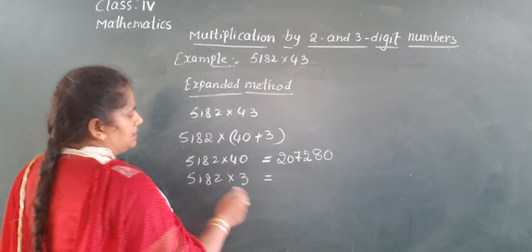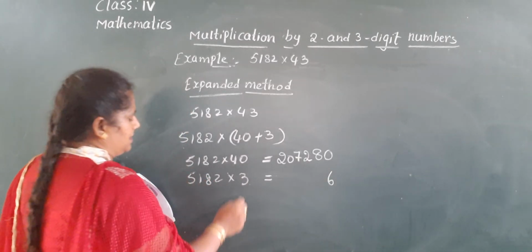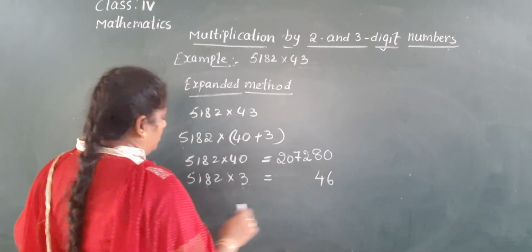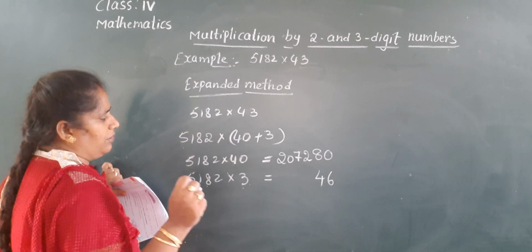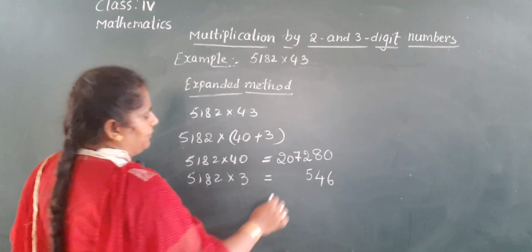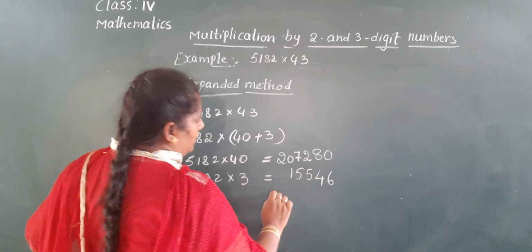Now 3 2s are 6. You write it under the ones place. 3 8s are 24. 2 in hand, 4 is down. 3 1s are 3, plus 2 is 5. Write it right under the hundreds place. 3 5s are 15. Finish.